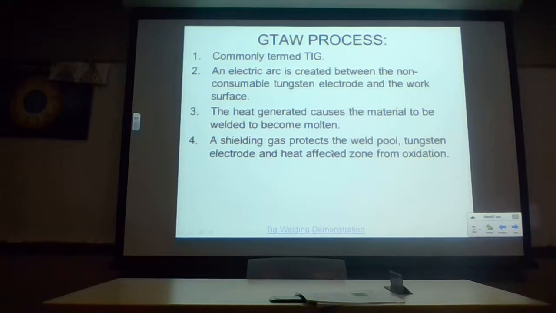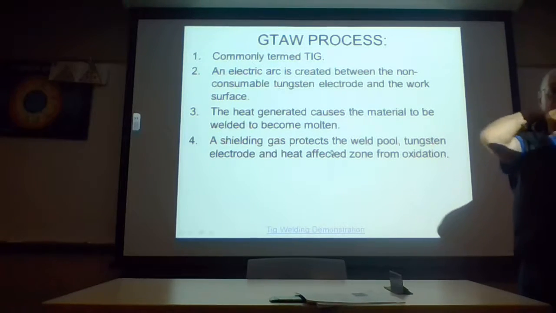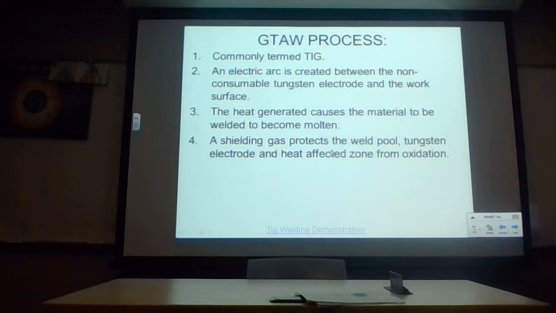The process does use an electric arc, but there's no slag that's produced. You've got an inert gas that's used in order to prevent molten metal from oxidizing. So you've got a cylinder of gas that provides a stream of that gas onto the work surface as you're welding, and that prevents the oxygen from coming in contact with the work surface.